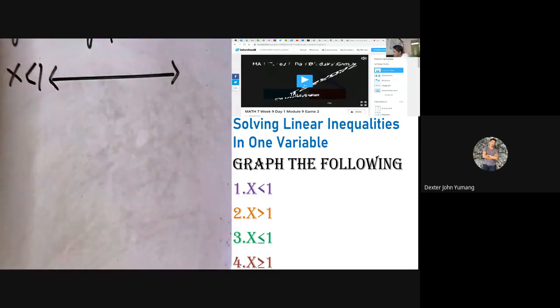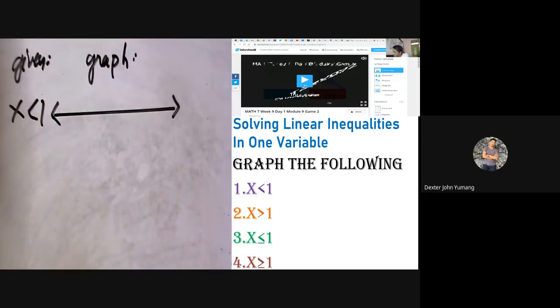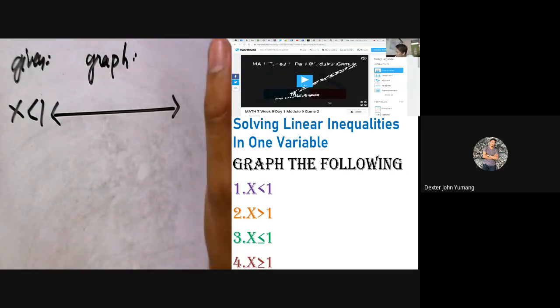So may negative 2, may negative 1, may 0. Yes, that's true. Ang 1 ba ay mas mababa sa 1? Hindi po. 1 is equal to 1. So ito yung given, ito yung graph. So yun yung masagot ninyo. Mga negative numbers, tama, and 0.